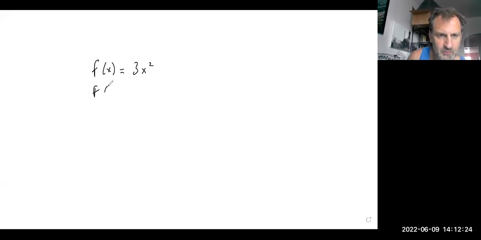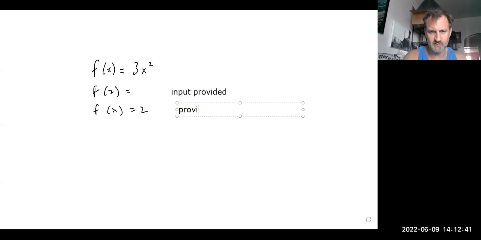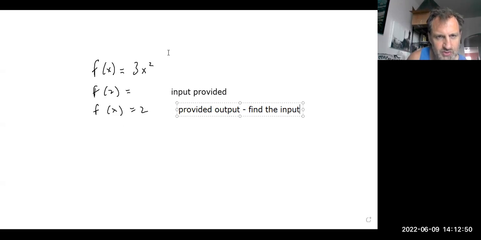And I really want to make sure that you're clear on the difference between these two things. This is a provided input. This is provided output. Find the input. So the important part in terms of function notation, in terms of input and output, is that the input is generally associated with x and the output is associated with y.